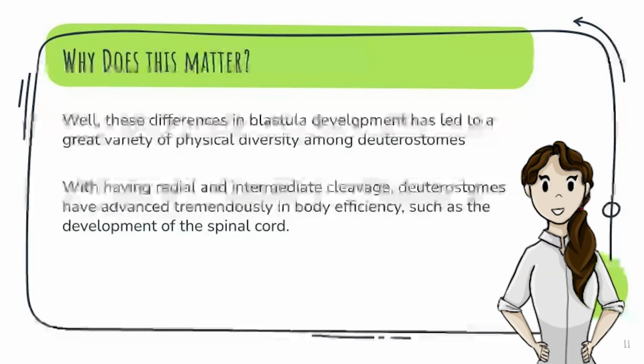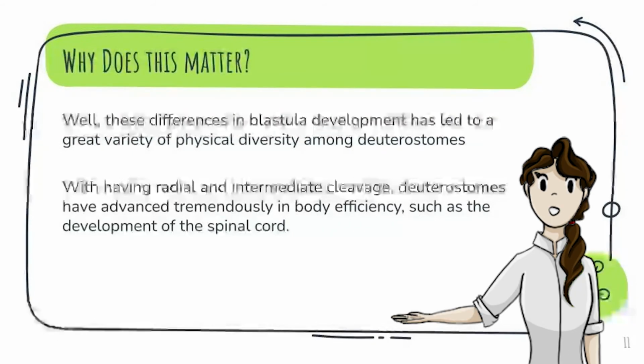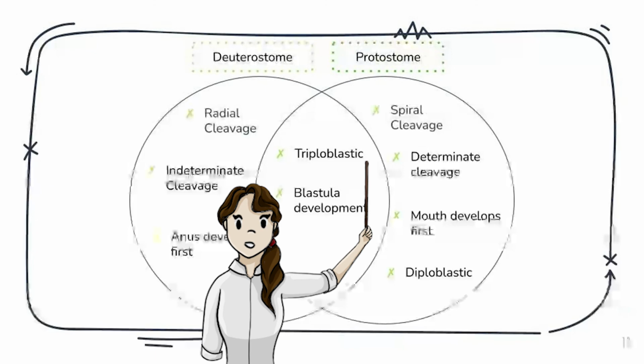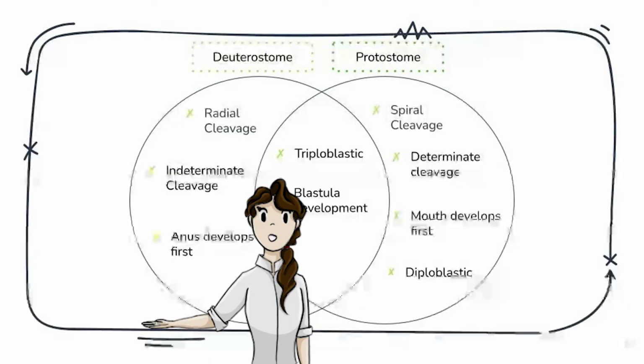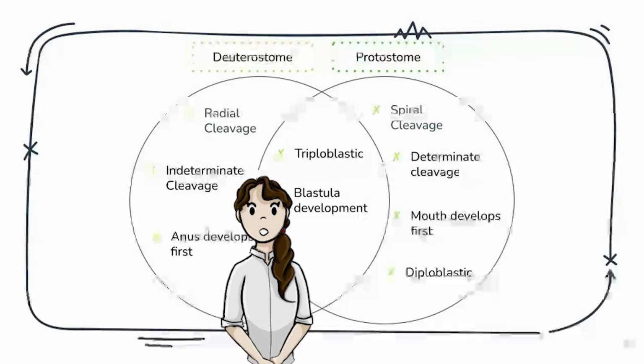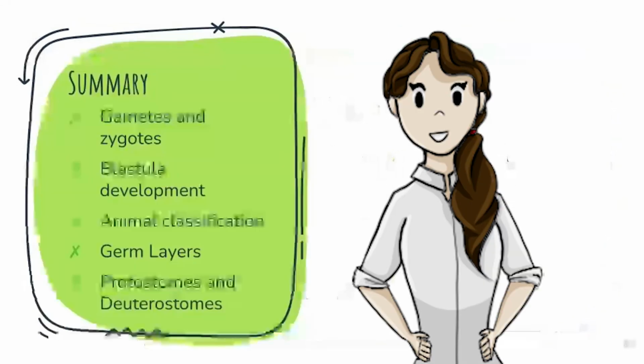Why does this matter? Well, these differences in blastula development have led to a great variety of physical diversity among deuterostomes. With having radial and indeterminate cleavage, deuterostomes have advanced tremendously in body efficiency, such as the development of the spinal cord. Now, both deuterostomes and protostomes share being triploblastic and blastula development, but differ in how their cleavage is formed and whether or not the anus or the mouth is formed first.